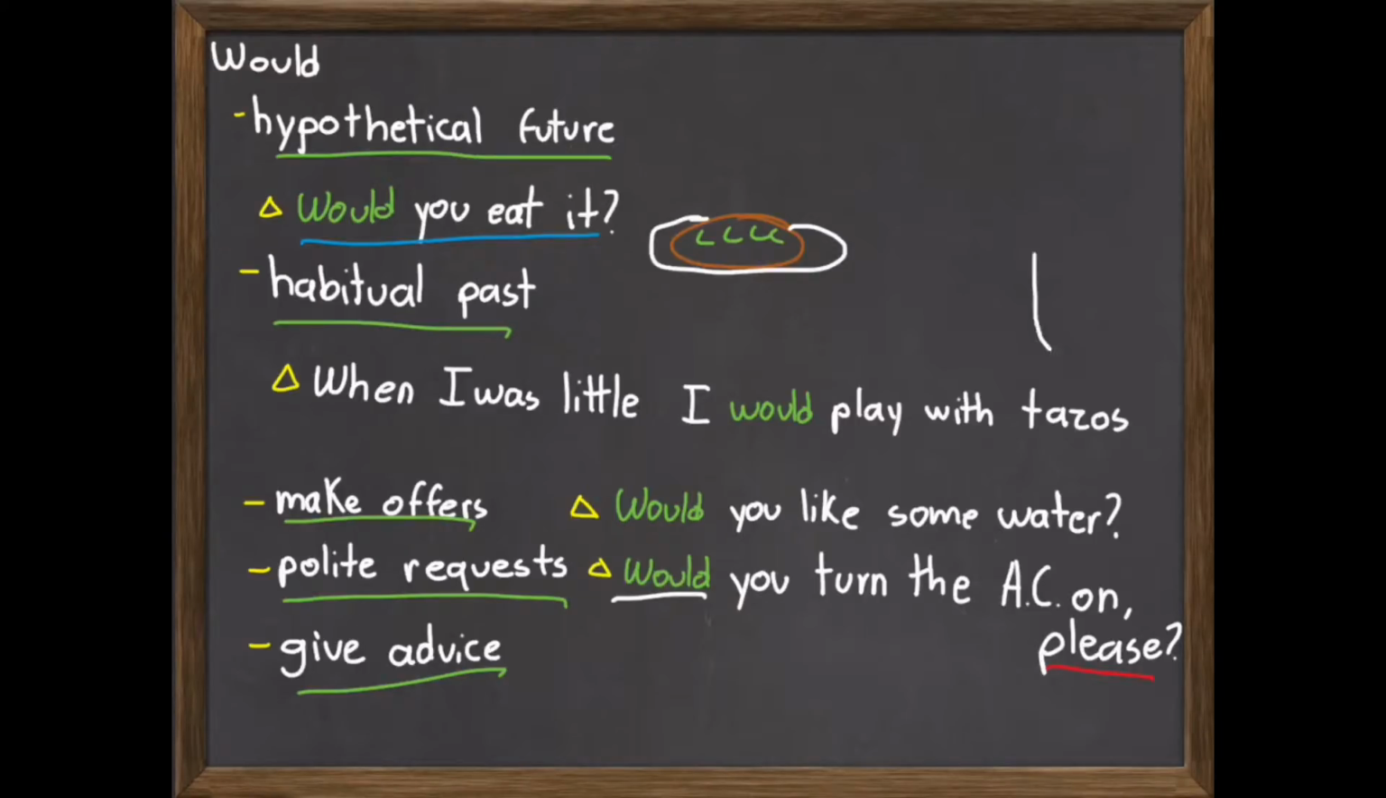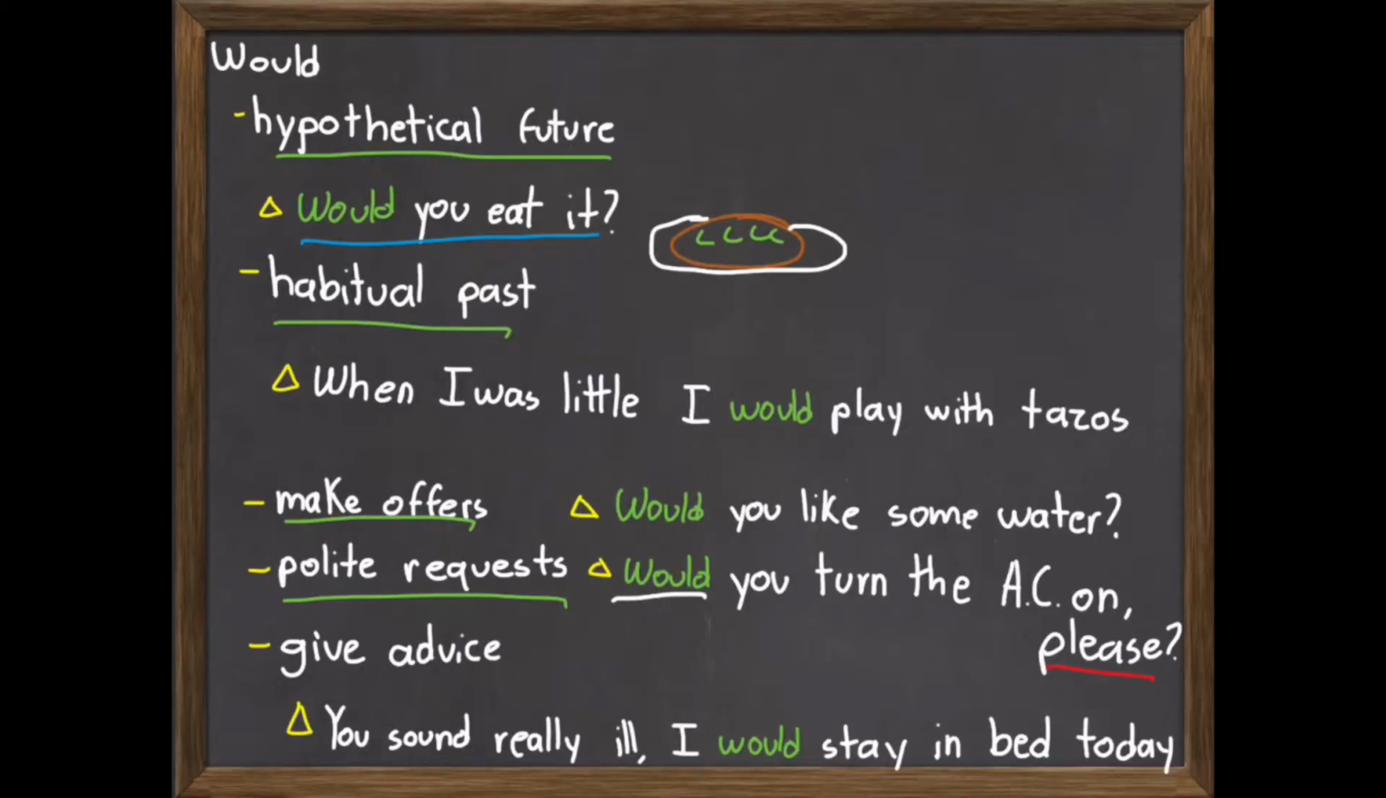And another use, as you saw here, is to give advice. Let's look at an example. You sound really ill. I would stay in bed today. This could be advice, even though it's something that I'm saying in a hypothetical situation I would do. It would be advice. The person could take it as something said to them, even though indirectly. That's how you might use would to give advice.